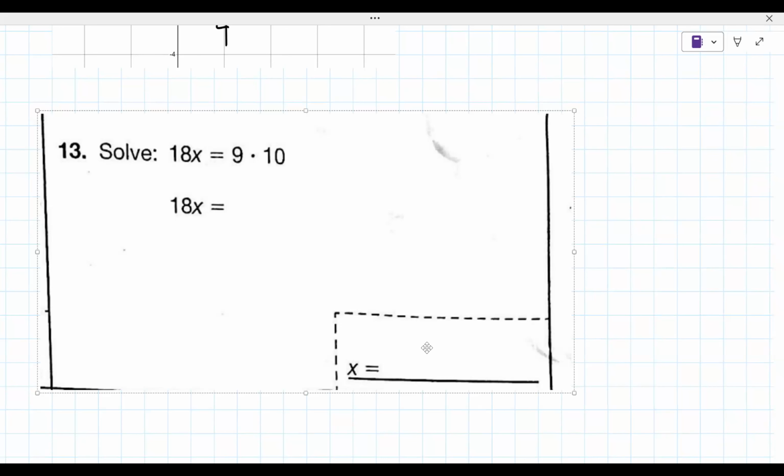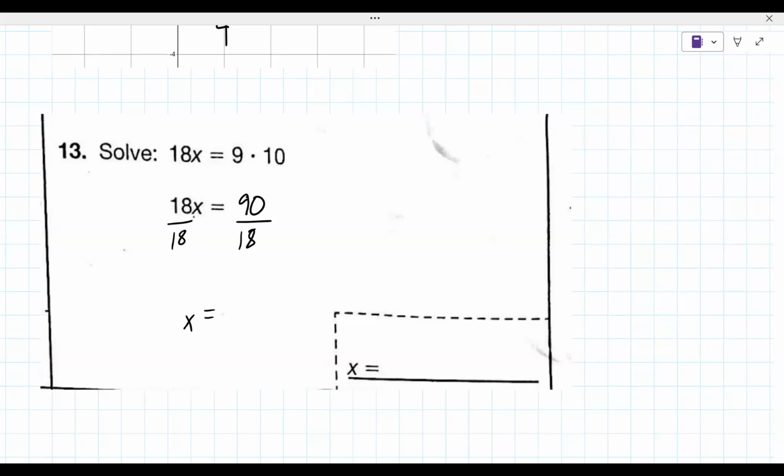Okay. All right. What is 9 times 10? 90. Okay. How do you undo multiplication by 18? You divide both sides by 18. So can you divide that for us, please? Okay. How do you divide with fractions? Well, you find a number that goes into the top and the bottom, like two goes into both.